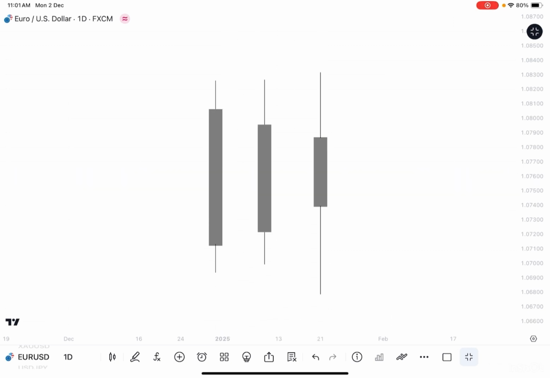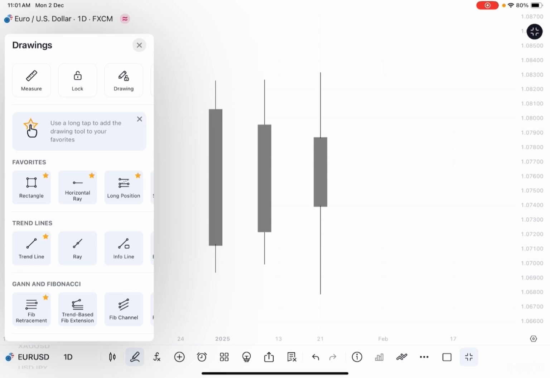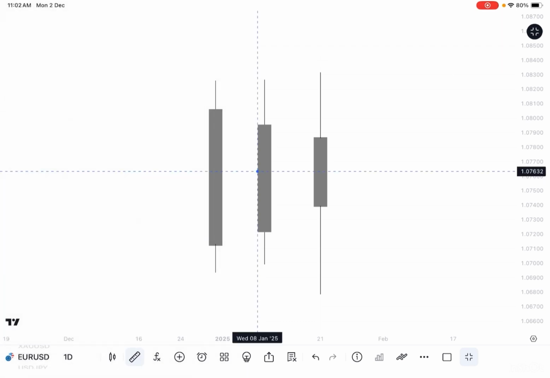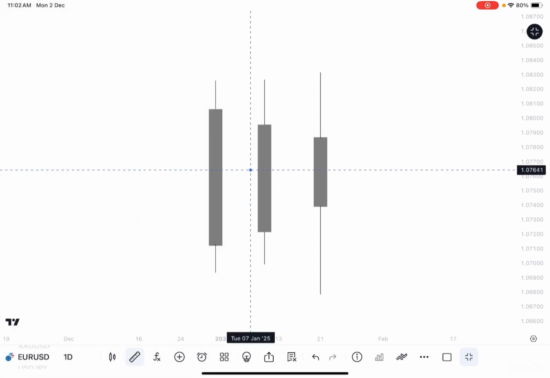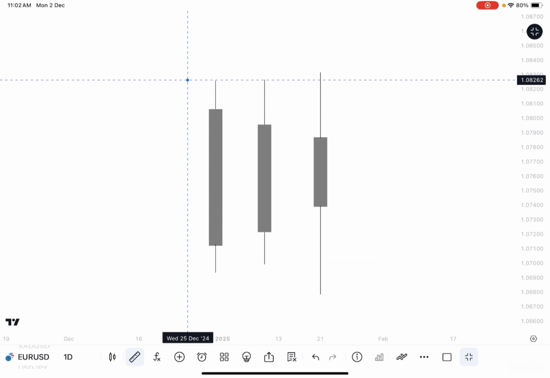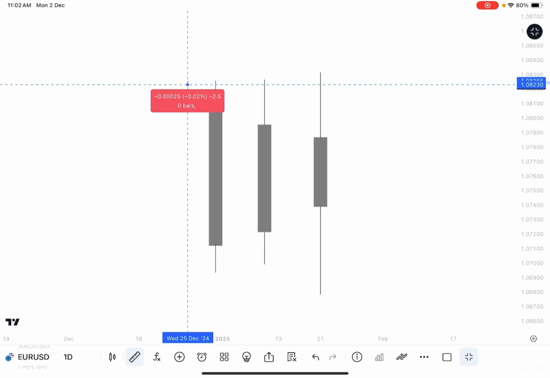Now listen carefully guys, I will teach you all a simple method to find why it's a CRT candle and why it's not a CRT candle. For that, what you have to do is, in the drawings you will see a measure tool. I think you see it. Tap the measure tool and just measure the length of both wicks, on the high and the low.